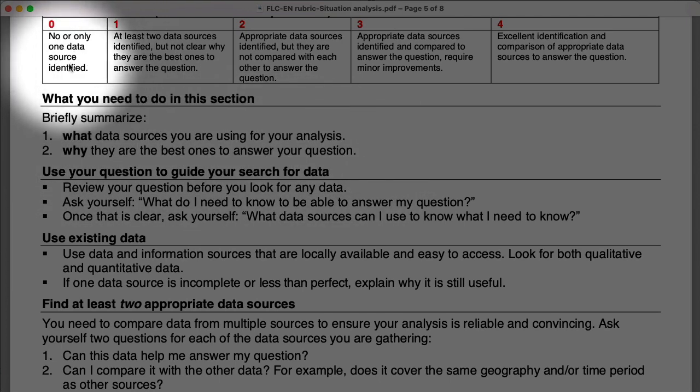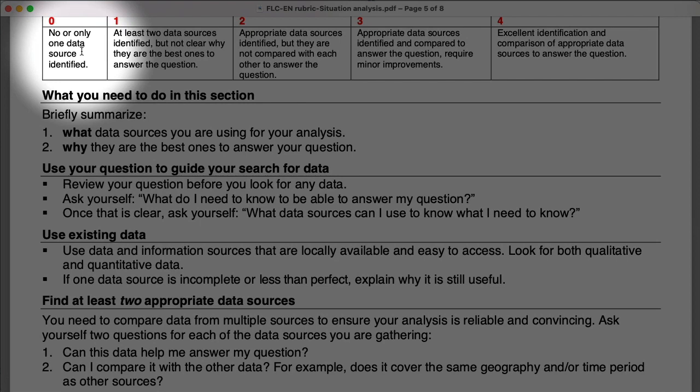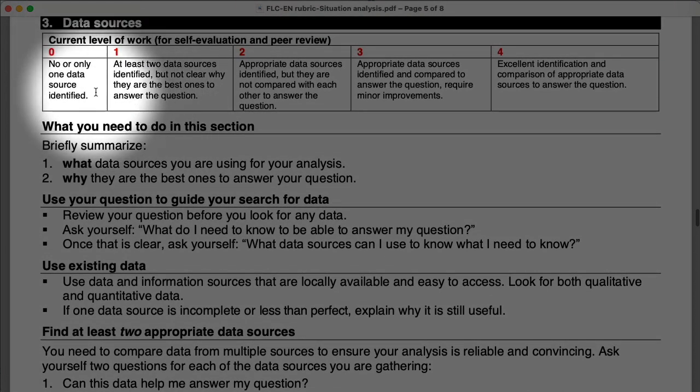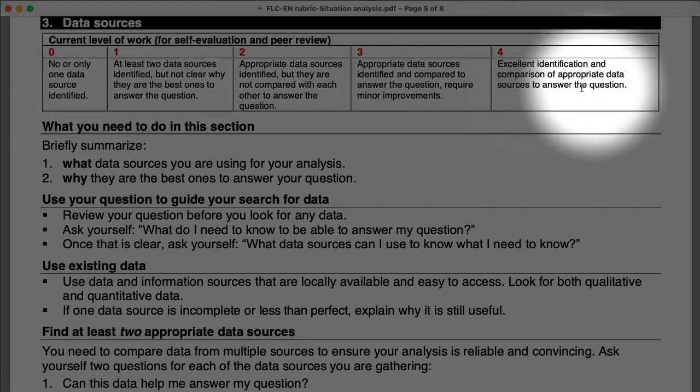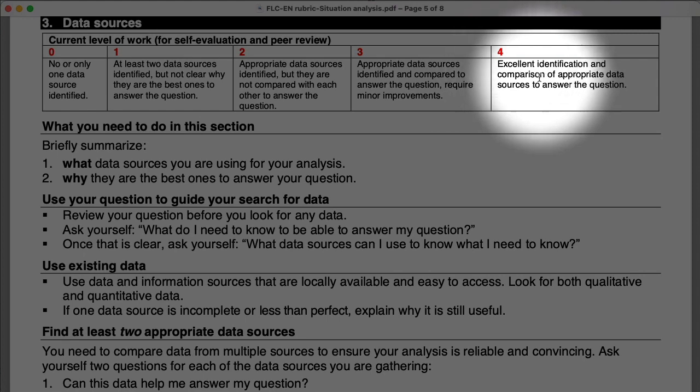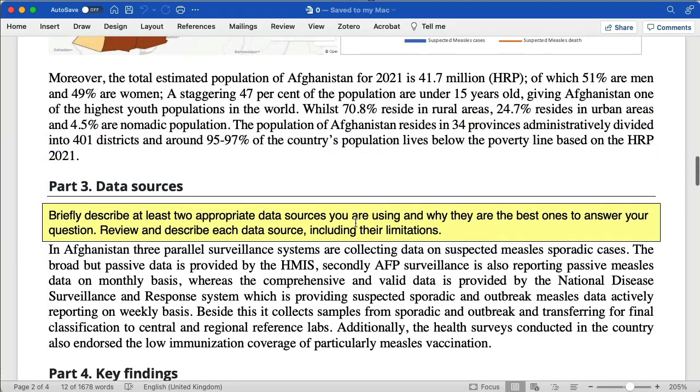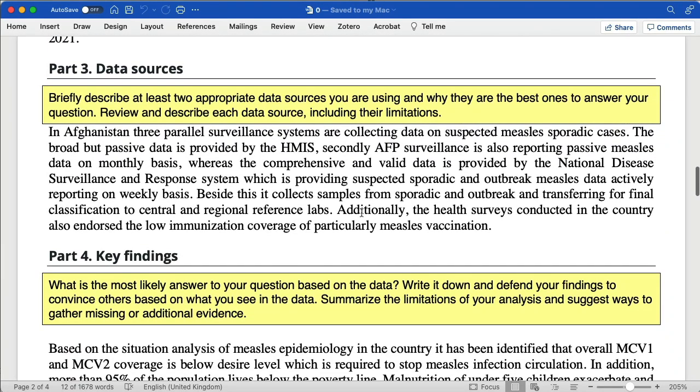So it's a 0 if no data source is identified or only one. So it's really the importance of having more than one source of data. Now, one important source of data could be your experience or a source of information, but then you need to also recognize its limitations. And at the other end of the scale is excellent identification and comparison of appropriate data sources to answer the question. So now let's see what the author here has done in describing data sources.